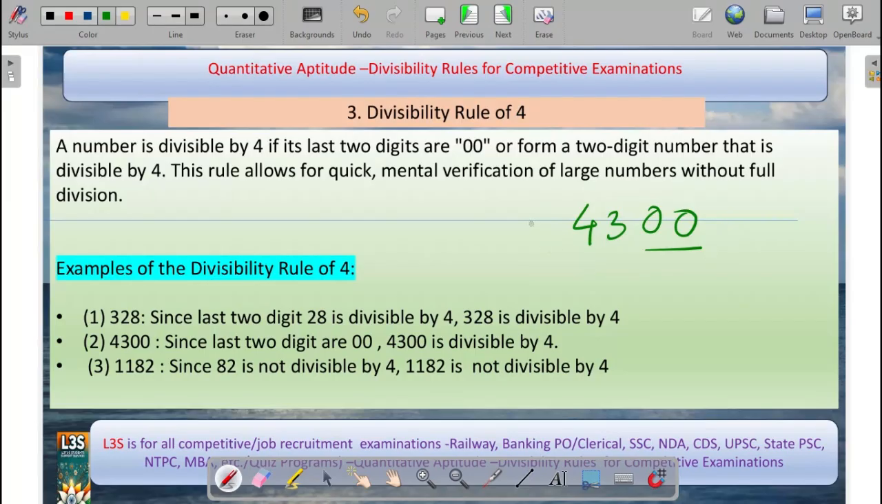Say instead of 43, another 23 number is there. So the full number is 234300. In this case also, as the last two digits are 00, this whole number 234300 is also divisible by 4.